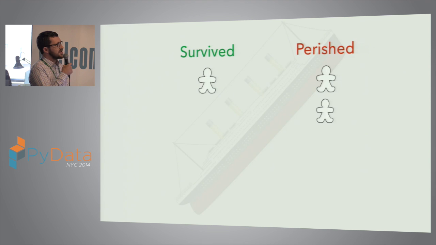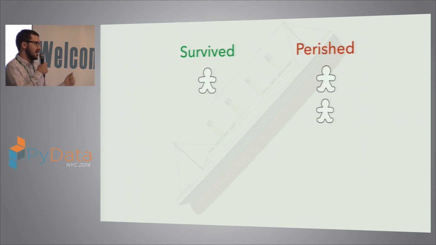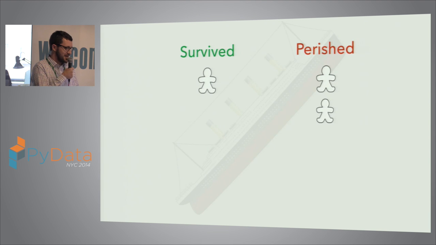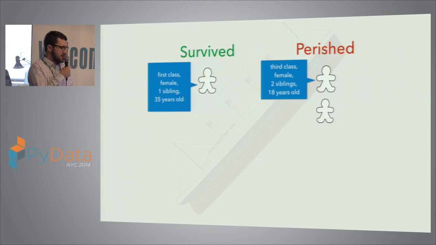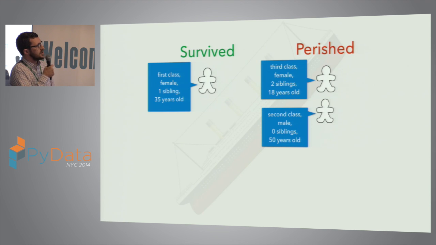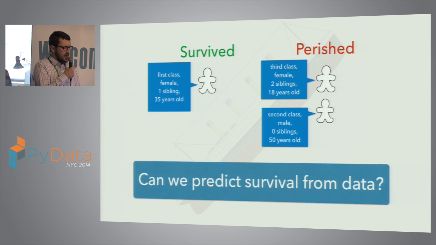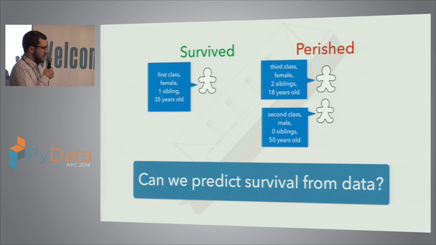But the thing about this is it wasn't just luck. It wasn't like, oh, yay, I happened to be standing next to a lifeboat, you know, that kind of thing. There are certain properties about people that we can use to predict, based on this data set, whether or not people survived. For one example, we might say that a first-class passenger who is female, had one sibling, whether or not that's relevant, we're not sure, and was 35 years old, survived, but these other two people who were third and second class, different genders, different numbers of siblings, and different ages didn't survive. So the question is, can we try and predict survival from the data?